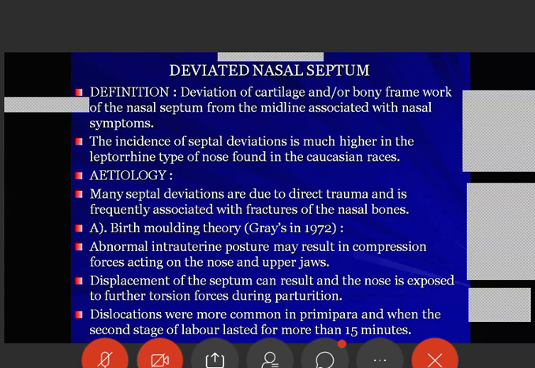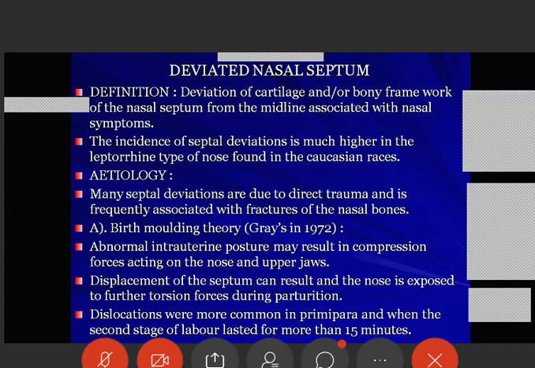Other theories: one is the birth molding theory. The fetus in the mother's womb lies in a universal flexion position, with the hands over the face. Sometimes this posture can cause compression of the dorsum of the nose, leading to a deviation of the nasal septum. Abnormal intrauterine posture may result in compression forces acting on the nose and upper jaws. So that is one of the reasons. Since birth also you may have a deviated nasal septum.